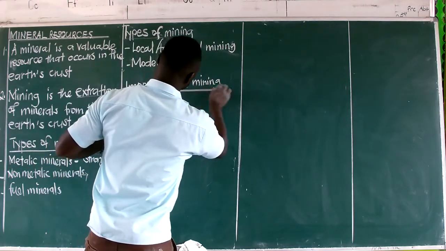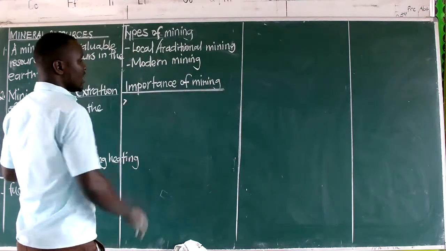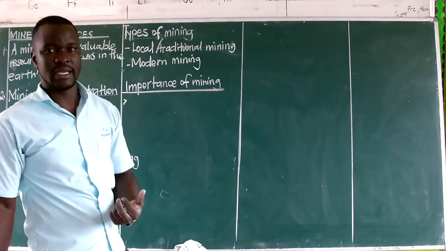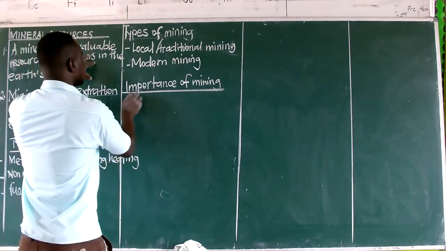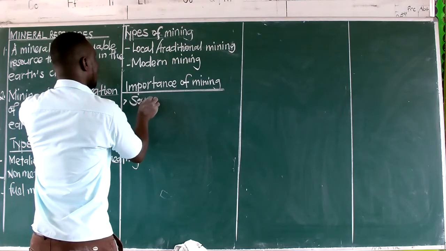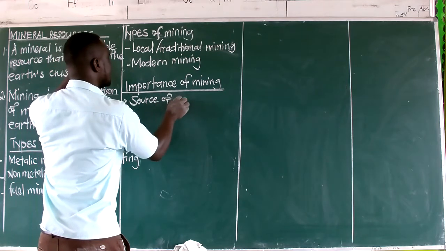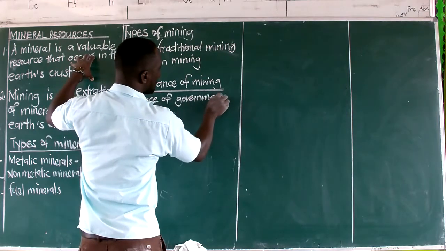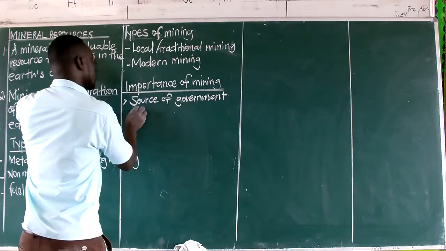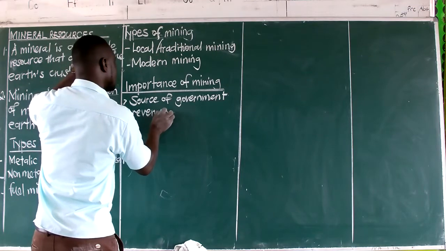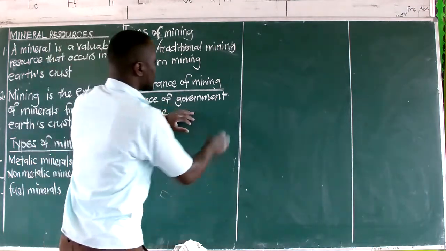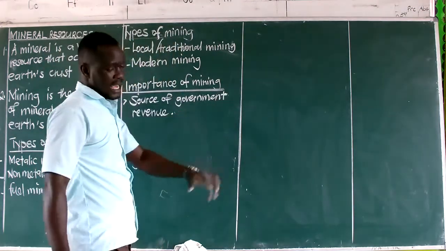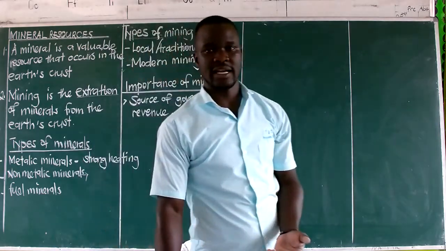We may not be able to write all these points down since we already have them in our books. So the first one says mining is a source of government revenue. Now, how does it come? What do we mean by it being the source of government revenue? You will find that these mining companies are taxed and they pay taxes to the government.